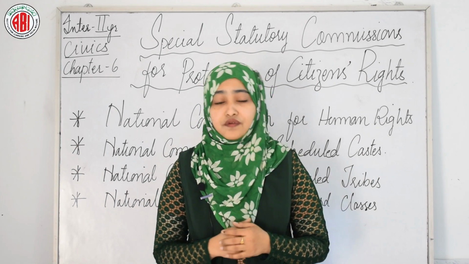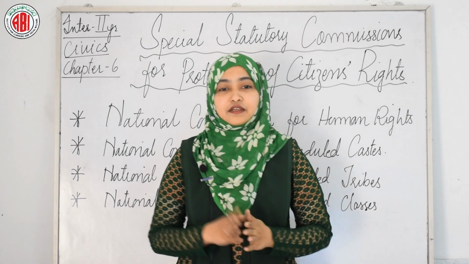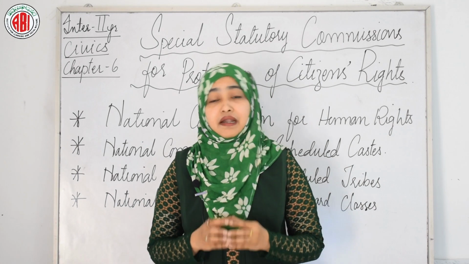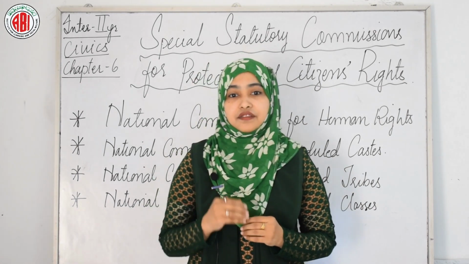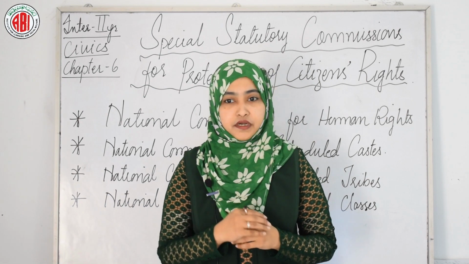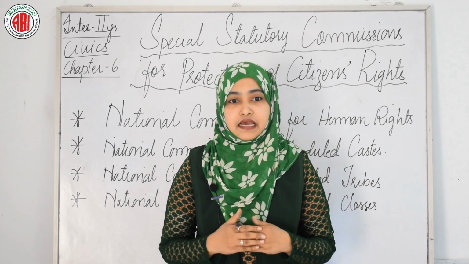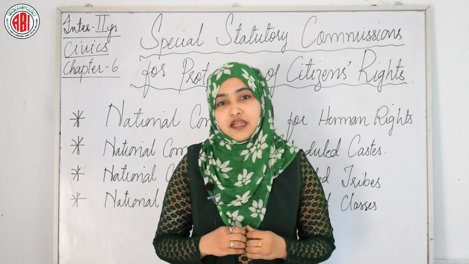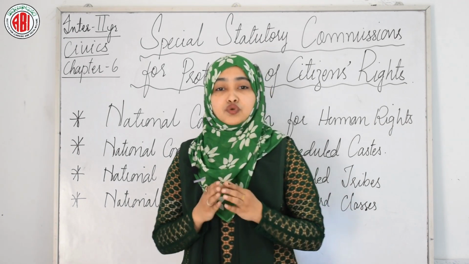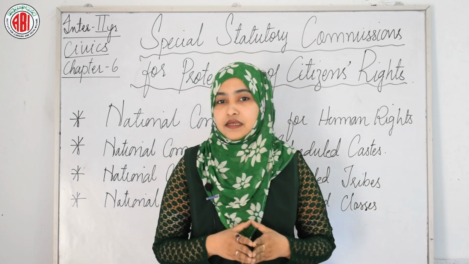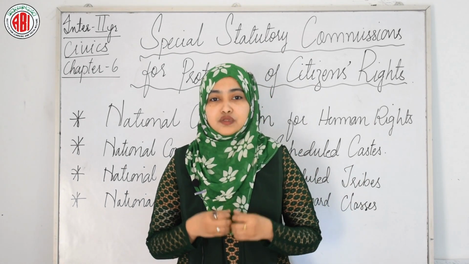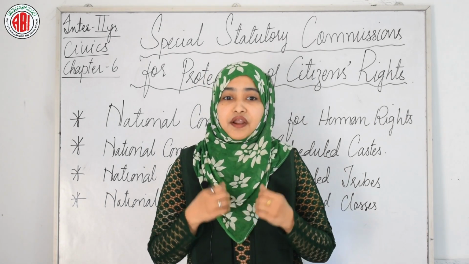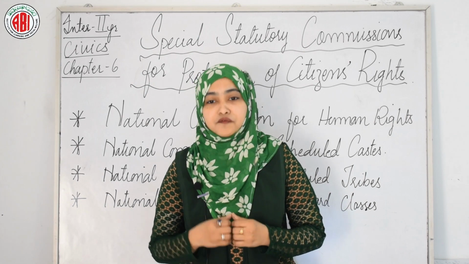Now we will see the evolution of the commission here. The two backward classes commissions, the Kaka Saheb Kalelkar Commission and the Mandal Commission, were set up under Article 340 after the Constitution was adopted. The Kaka Saheb Kalelkar Commission was set up in 1953 and it submitted its report in 1955 that there are 2399 backward classes in India whose economic and social position is very low. So it suggested to the government that priority should be given to the development of such communities.